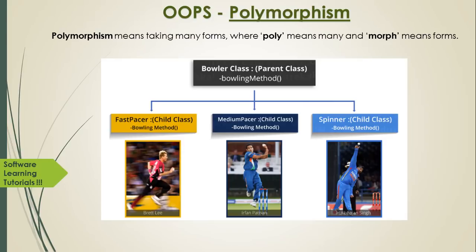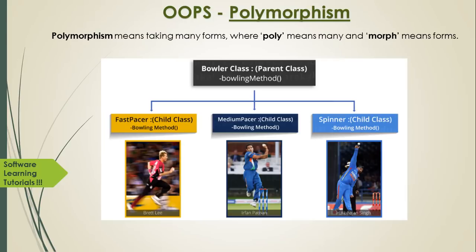We have one class called the Bowler class, and we have one method called the bowling method, and that is the parent class. That can take different forms. We can have a fast bowler, a medium pacer, and a spinner in our real life scenario. So we have created the same thing in this presentation.